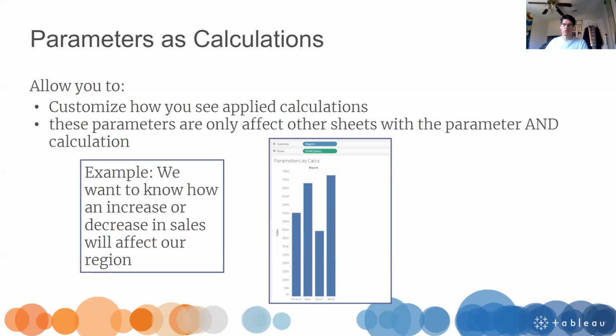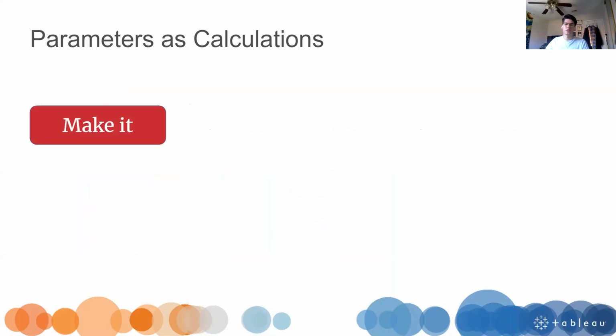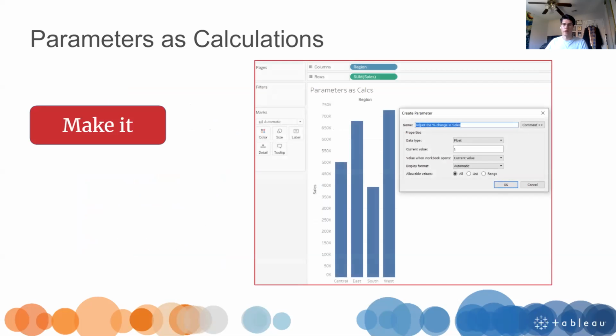And then we also have our rows showing our sum of sales, so their performance. And you want to know if there is a projected increase or decrease, how will that affect the upcoming performance for like the next quarter or next year and so on. So again, we go through our 3 steps. We can start off with make it.